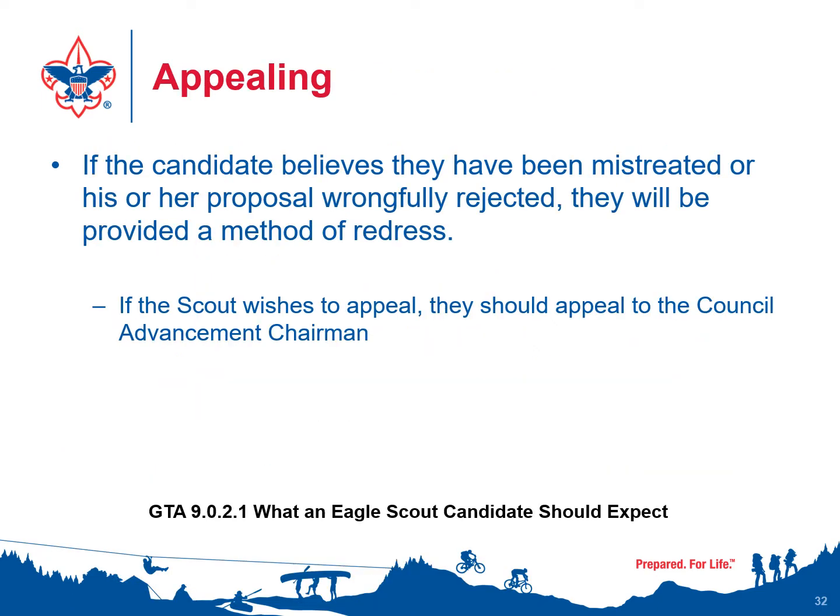If you are rejecting the project and the scout feels that they've been mistreated or their proposal was wrongfully rejected, you need to provide them with a method of redress. And for our council, their first level of appeal is to the district advancement chairman. If the district advancement chairman upholds the reviewer's rejection, then the scout can appeal to the council advancement chairman.